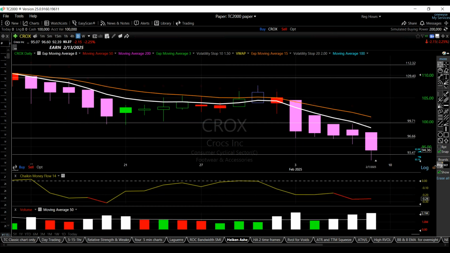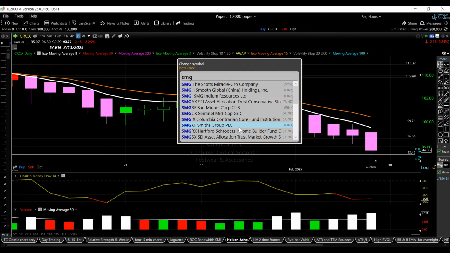I would recommend you take a look at this. The problem is you've got earnings on the 13th, so you need to be out before the 13th. You shouldn't be holding trades over earnings.